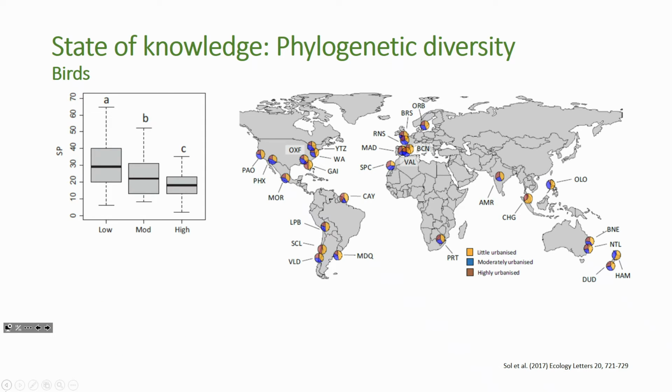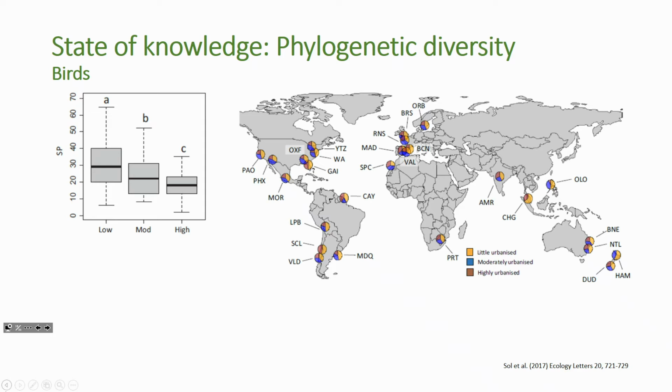Now, what's the case for birds? I promised there are also some results on the phylogenetic diversity of birds in urban habitats. And there, the most comprehensive study that I know so far is the one by Daniel Sol, where he analyzed the data set that you can see here on the map. So quite nice global coverage.